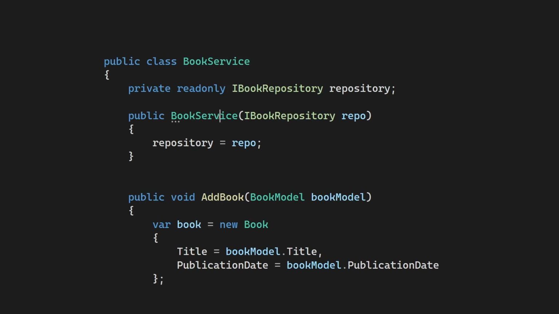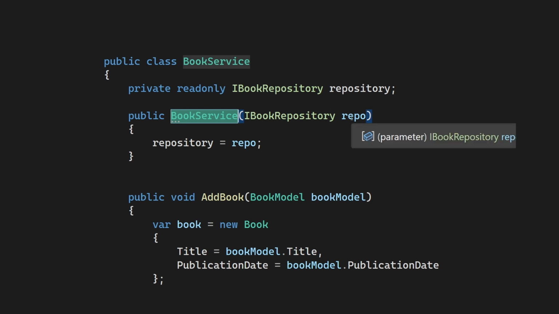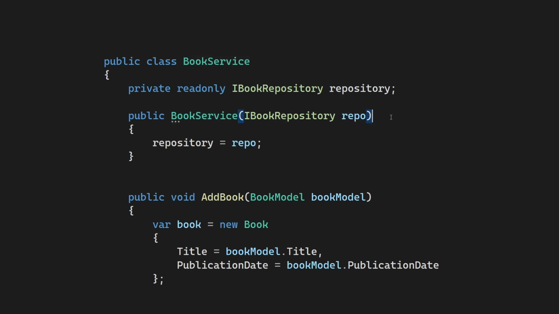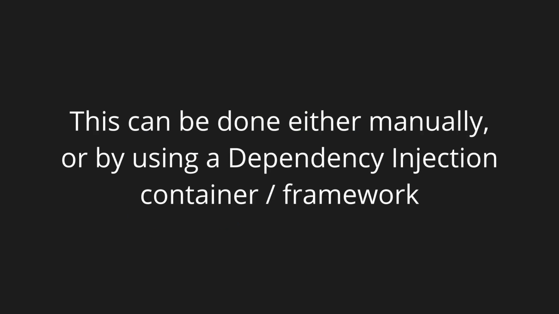This works at compile time. But what about runtime? When the book service class needs to be instantiated, an object of a class that implements IBookRepository still needs to be created and passed as argument to the constructor. Or if you used IBookRepository as method parameter, an implementation has to be supplied as method argument when the method is invoked. This can be done either manually or by using a dependency injection container or framework.